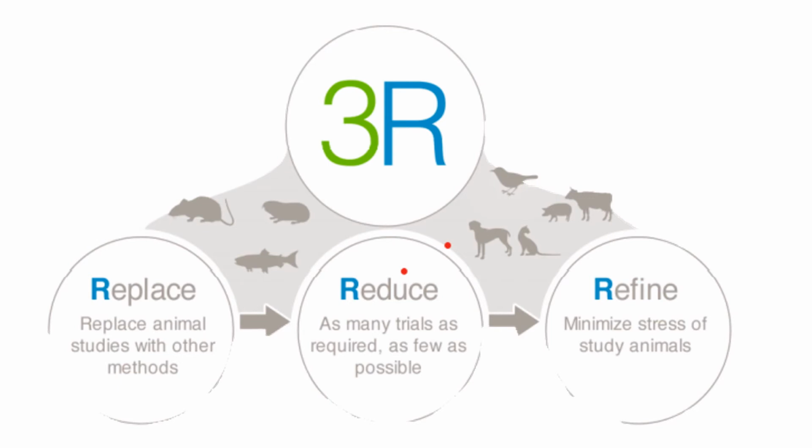Pharmacokinetic modeling is not only a time and resource effective approach, but ethical considerations are also involved. For example, look at the 3R perspective. First R is for replace: replace animal studies with other methods. Second R is for reduce: as many trials as required, as few as possible. Third R is for refine: minimize stress of study animals.